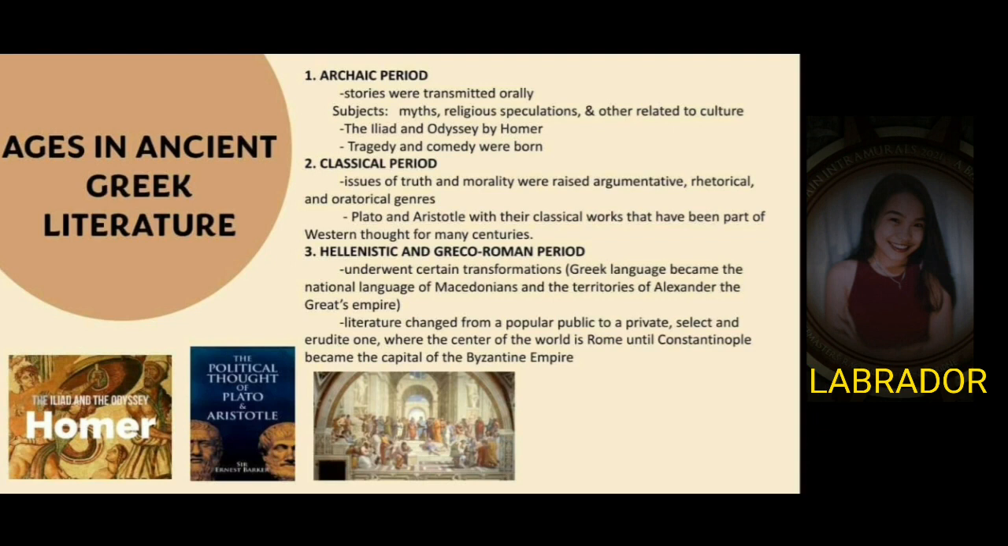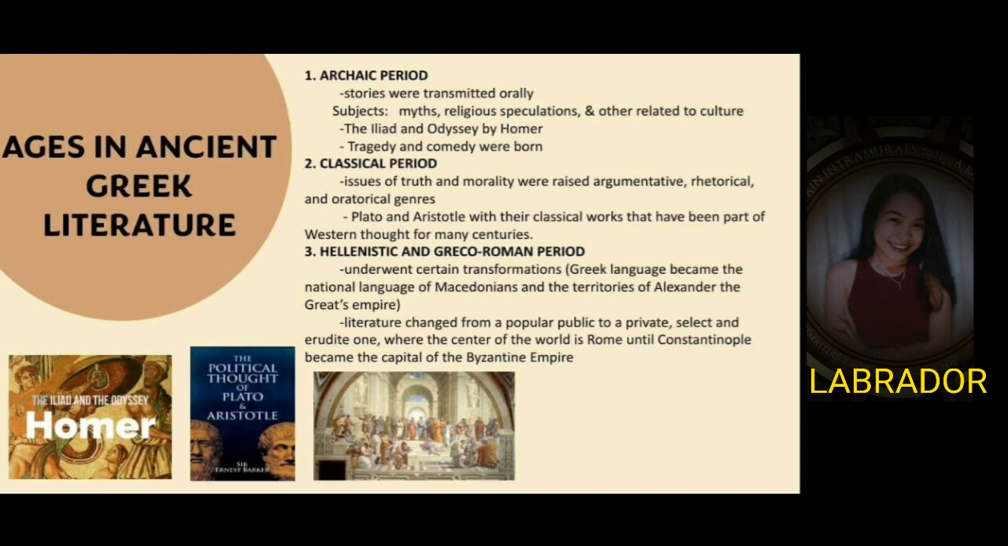The second one is the Classical period. It is compositionally defined by the balanced eclecticism of the late 18th and early 19th century Viennese school of Haydn, Mozart, Beethoven, and Schubert, who completely observe and individually fuse or transform the vast array of 18th century textures and formal types. Issues of truth and morality were raised in argumentative, rhetorical, and oratorical genres. Plato and Aristotle produced classical works that have been part of Western thought for many centuries.